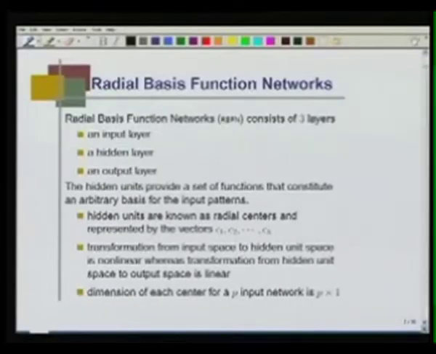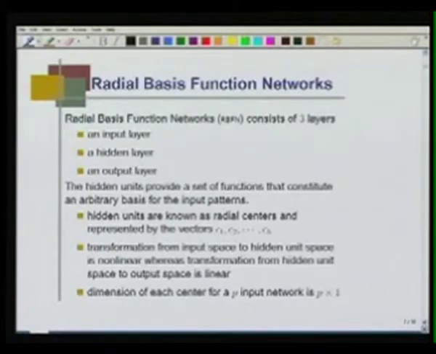There are certain advantages we will talk about. Let me say what we talked about just now. Radial basis function networks consist of 3 layers: input layer, hidden layer and output layer. Unlike a multi-layer network, where you can have as many hidden layers as you like, here you can have only one hidden layer, and the computational units in the hidden layer have a different function than those of the multi-layer network. The hidden units provide a set of functions that constitute an arbitrary basis of input patterns. Hidden units are known as radial centers and are represented by the vectors C1, C2, CH, and they have the same vector dimension as the input x.